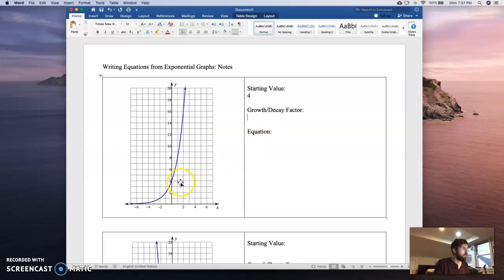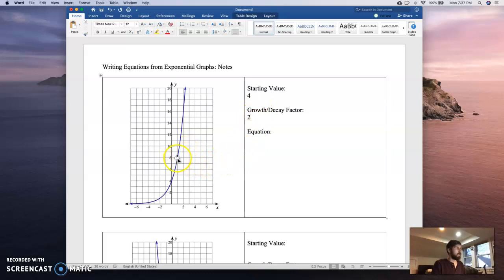The growth or decay factor is a little bit different. As we go to the next point over, it is (1, 8), and then the next point after that is (2, 16). You wouldn't just say the slope is 4, because that's not how you find how much something is changing with an exponential function. You want to think about what we're multiplying our original value by. Our original value is 4, and to get the next number, 8, we multiply by 2. 4 times 2 is 8.